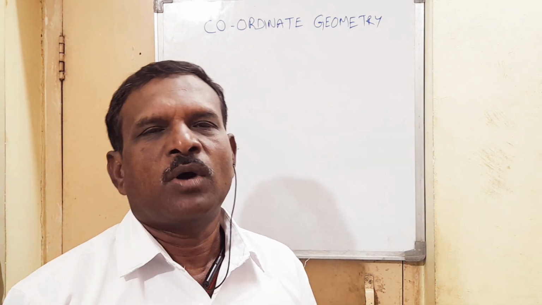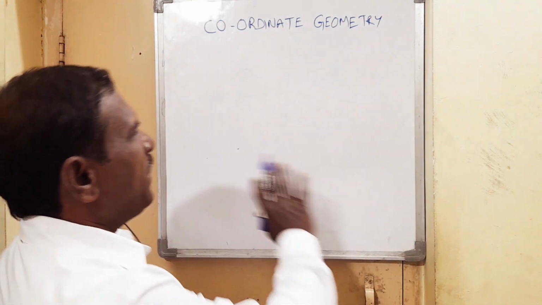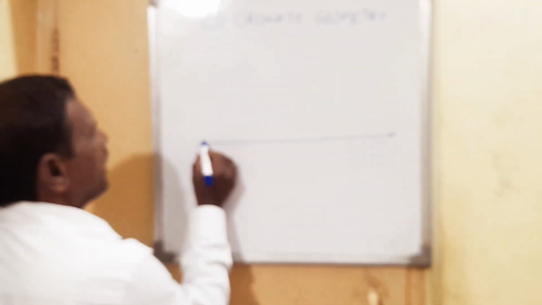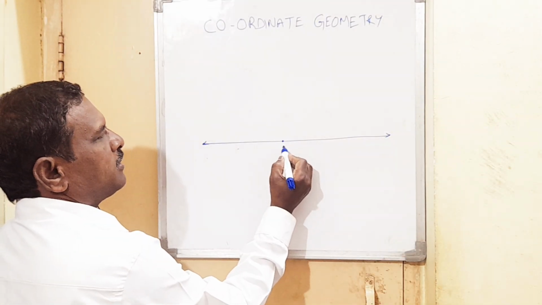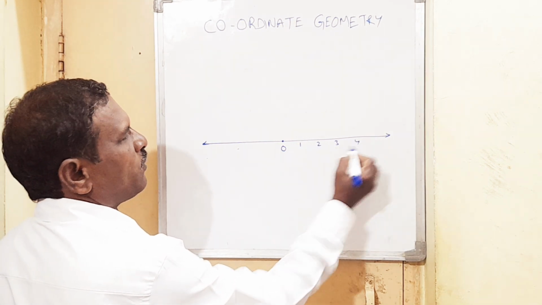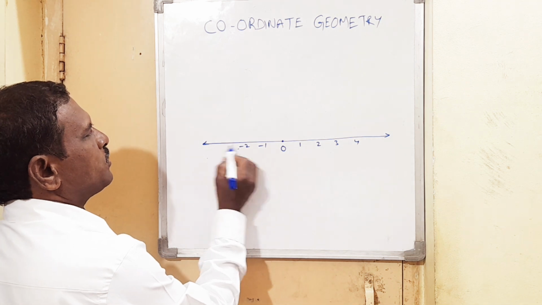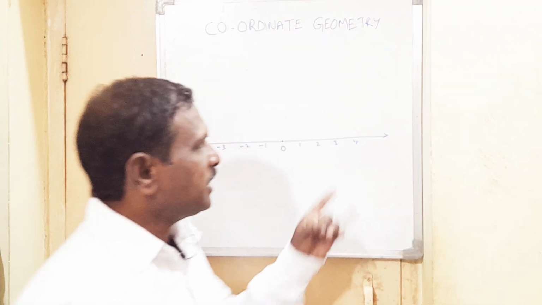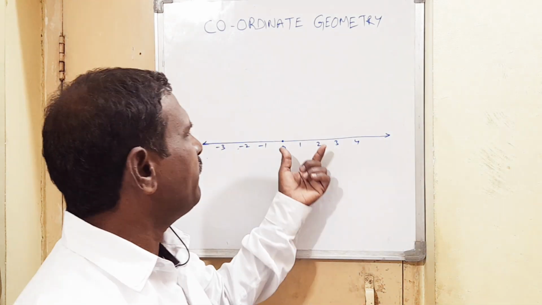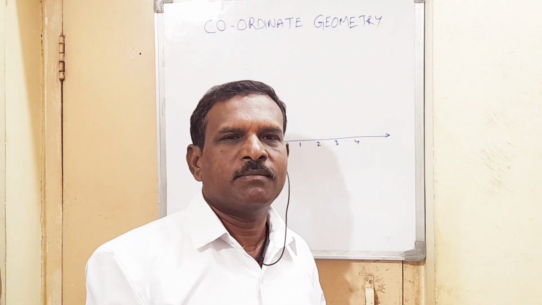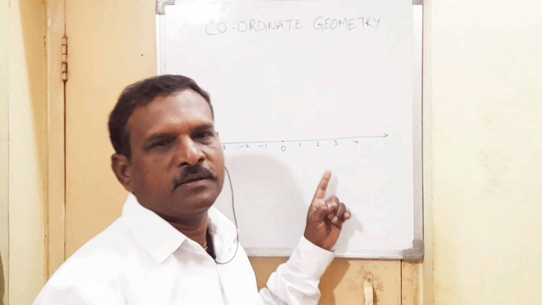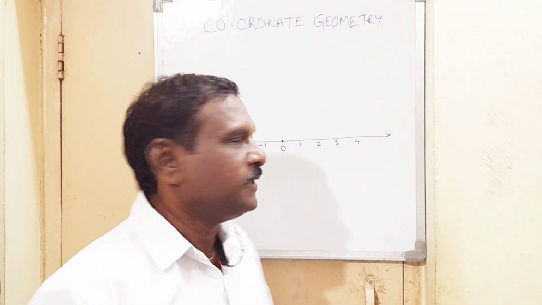In coordinate geometry, if you take a plane, in this I am drawing a line. This is a number line. You know what a number line is? If you take 0, on the right side we have 1, 2, 3, 4, and on the left side -1, -2, -3. So this is an integer number line. If you take the real number line, between 1 and 2 and between 2 and 3, we have many numbers, which we'll discuss in the real numbers part. But here, let us see the integer line only.